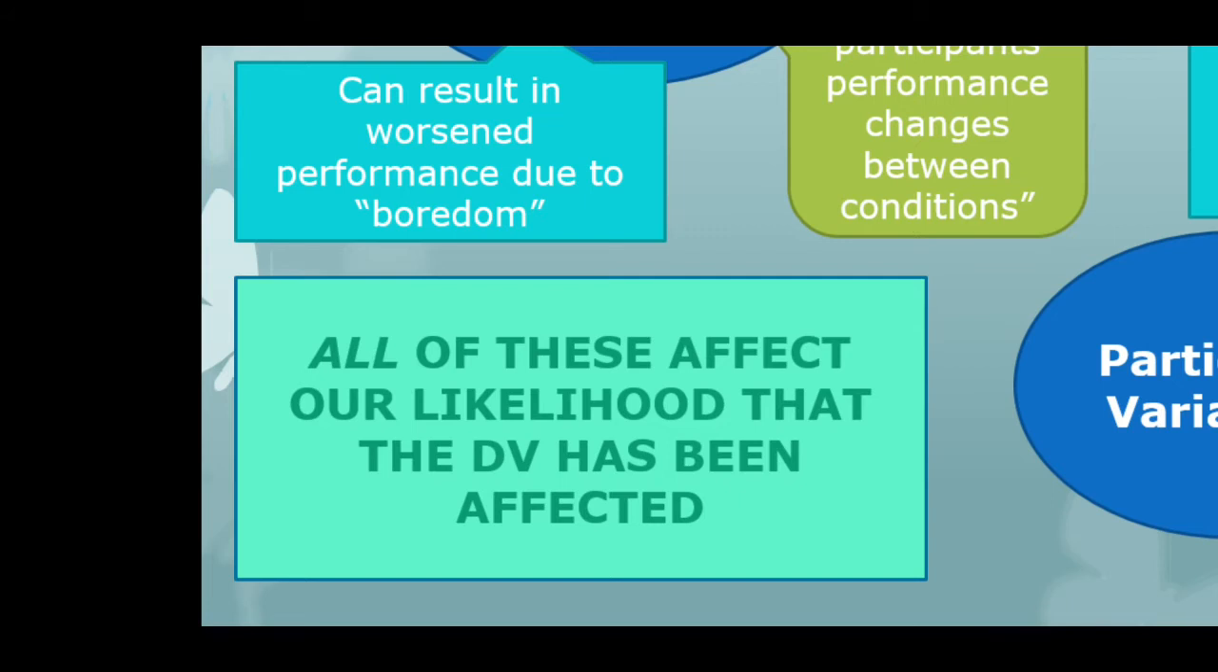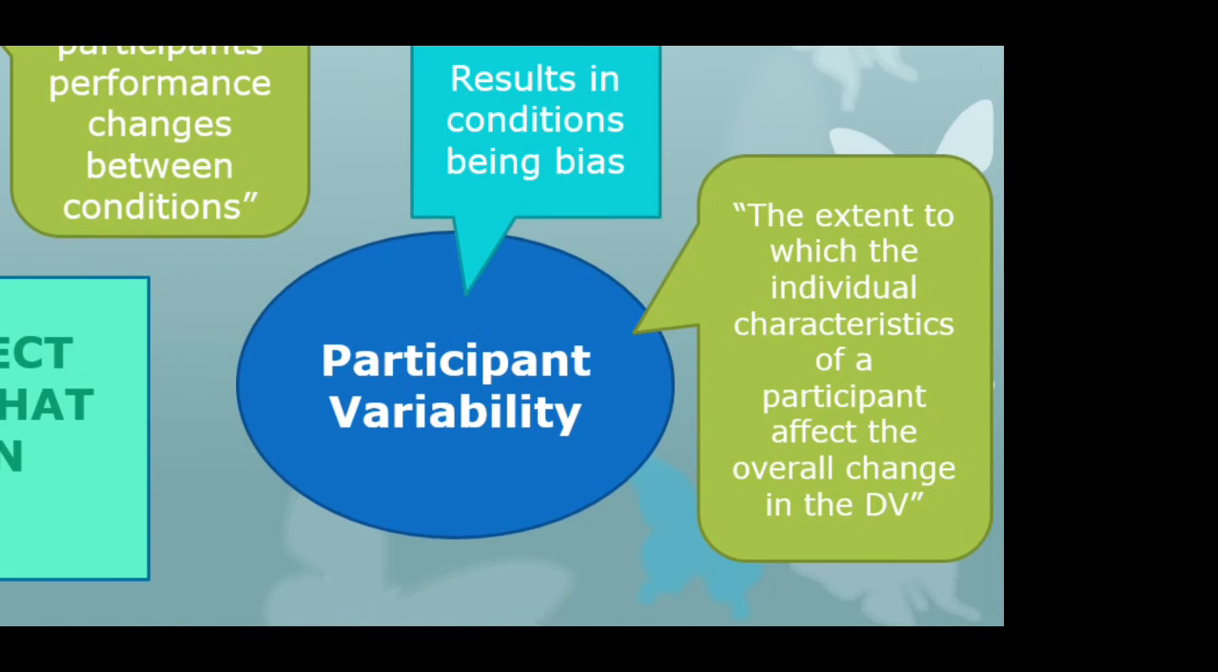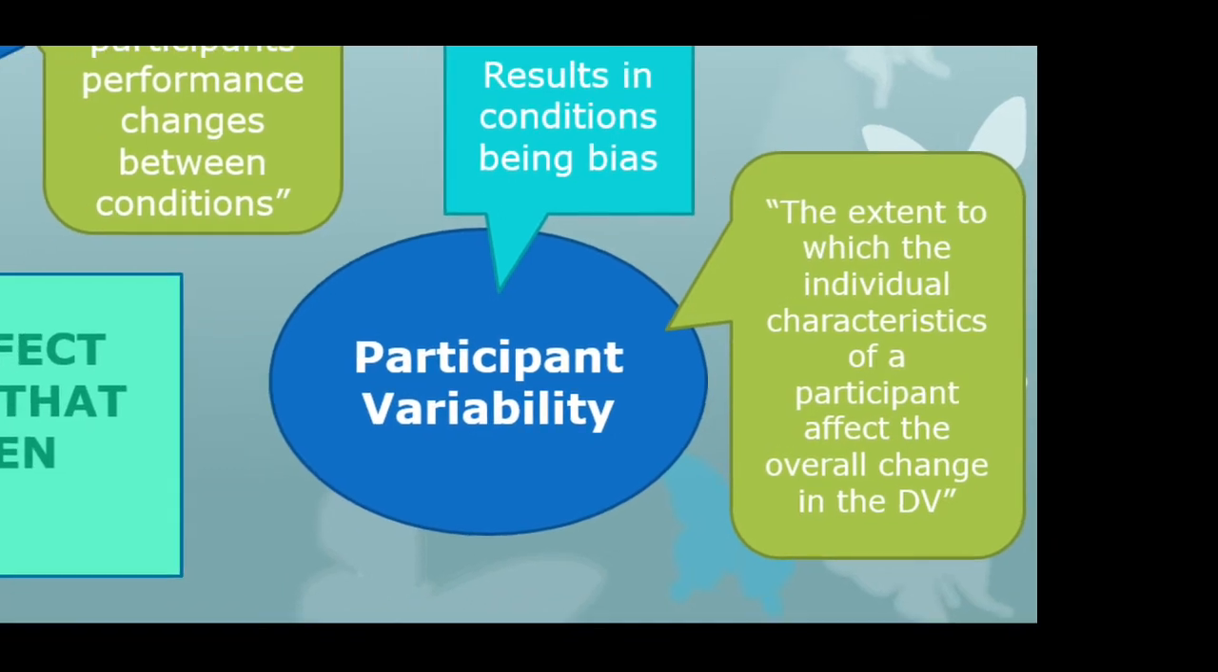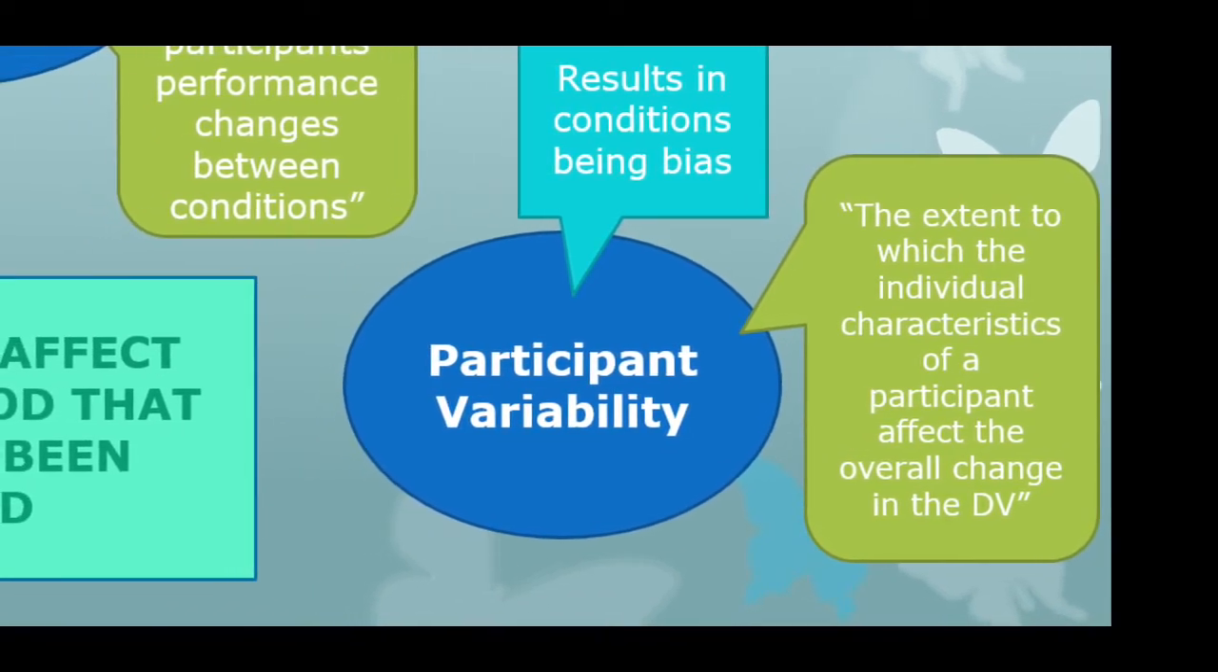Okay, so this means that we can be almost certain that the DV has changed due to the IV, and that's because individual characteristics of the participants are not changing the dependent variable. So, just to recap, repeated measures avoids participant variability. This is because it is the same participants completing all conditions and they don't change. This means that we can be certain that the IV has caused the DV to change and that it has not been affected by individual characteristics of the participant.